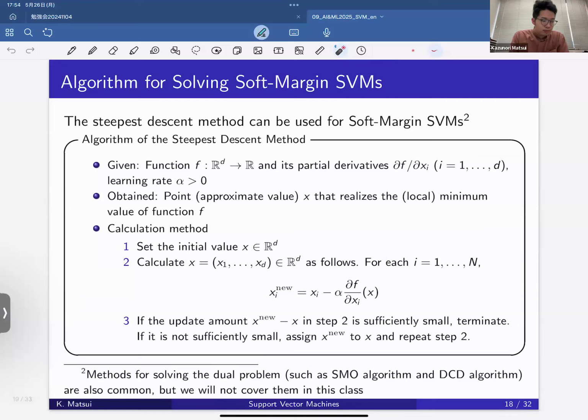How do we solve this? The steepest descent method can be used for soft margin support vector machines. What was the steepest descent method? We calculate the gradient at the current location, then multiply the gradient by alpha and subtract. By doing this, we can find a location that has a smaller value at a better place than the value at xi. So we just needed to be able to calculate the partial derivative.